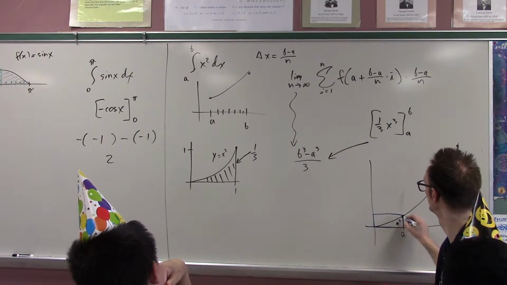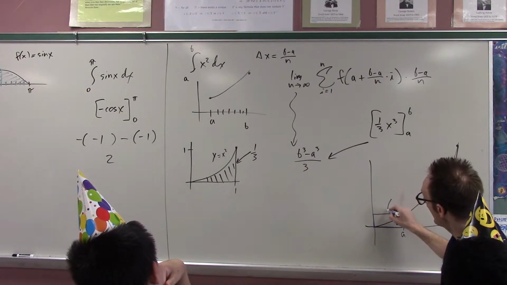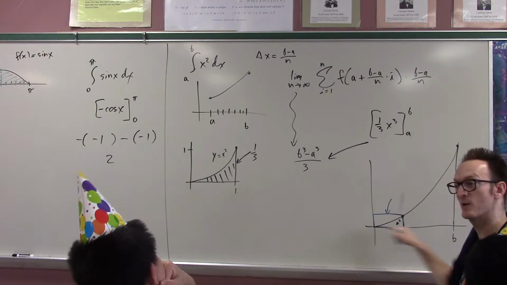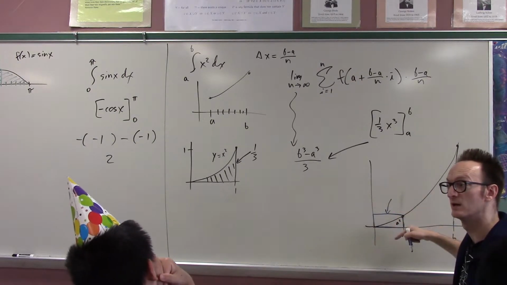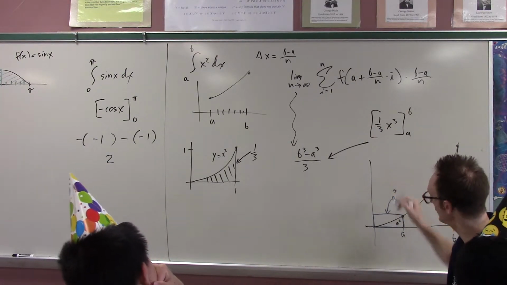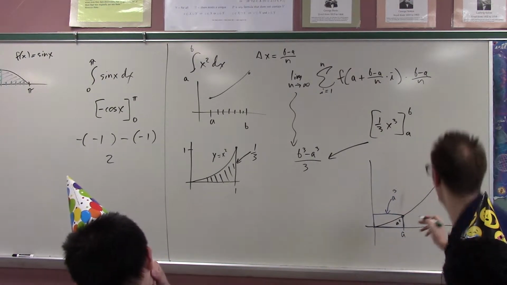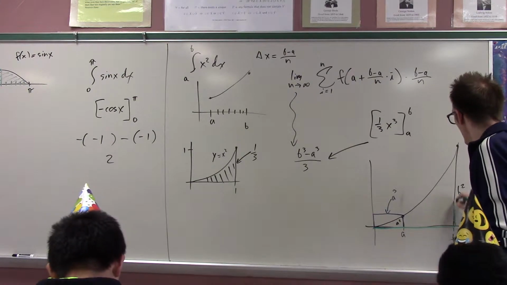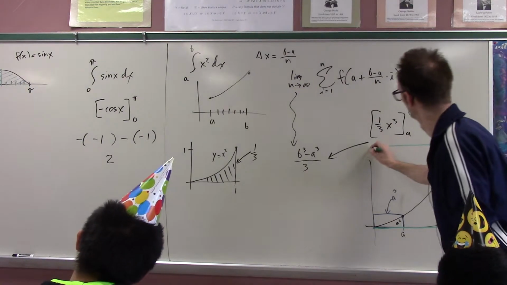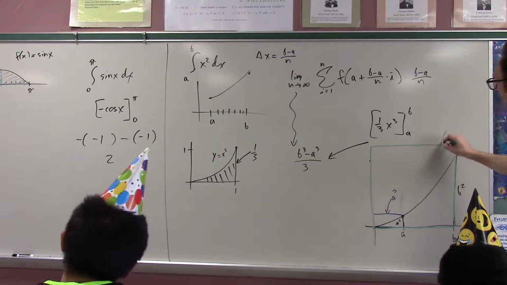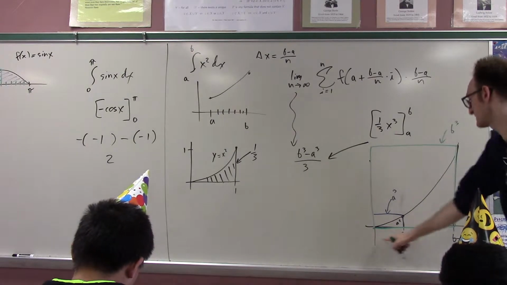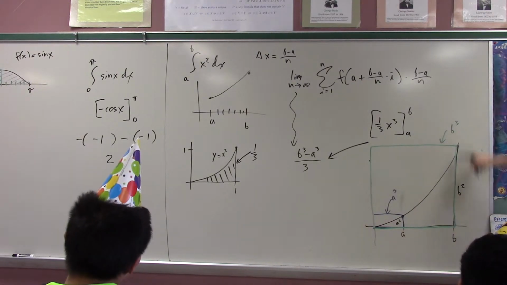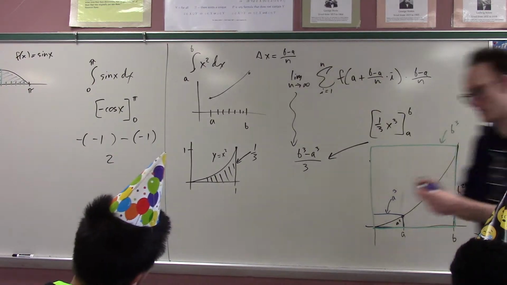The area of this rectangle is a wide and a squared high. So this has area a cubed. And what is the area of this giant green rectangle? Well, it's b cubed, because it's b long and b squared high.